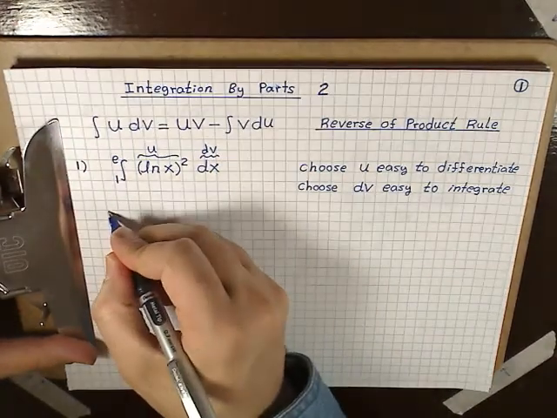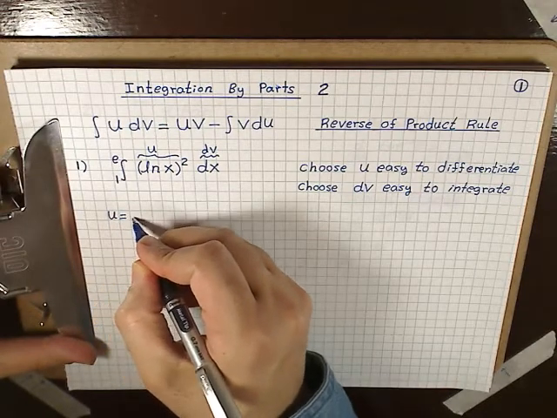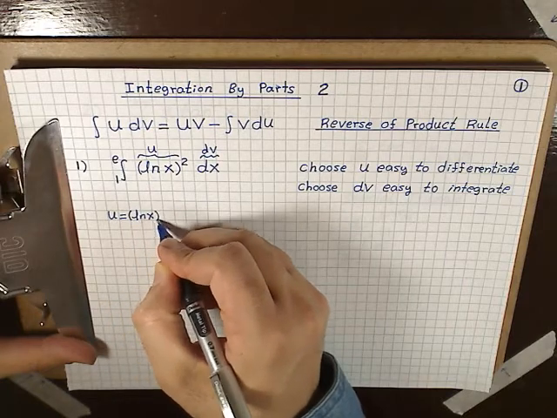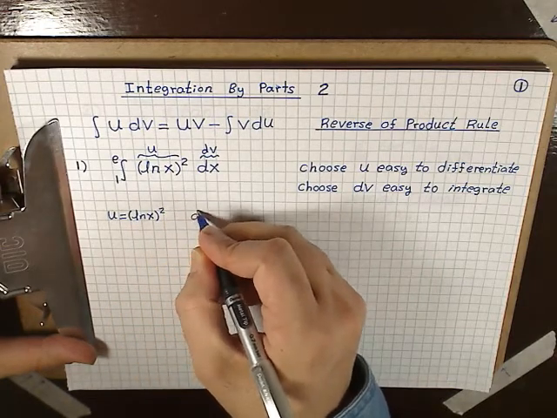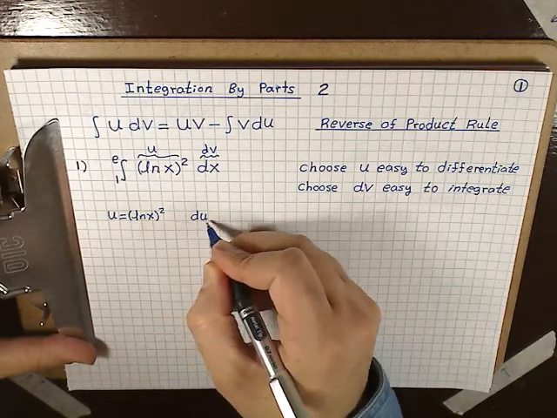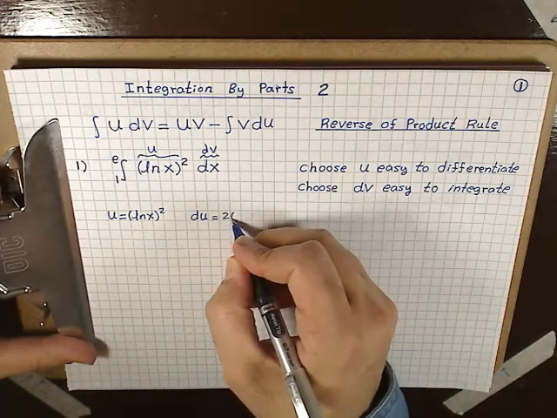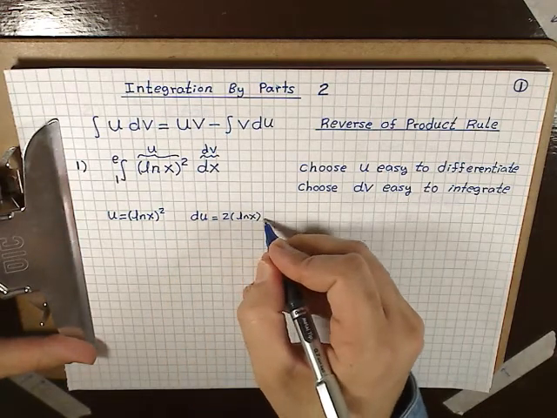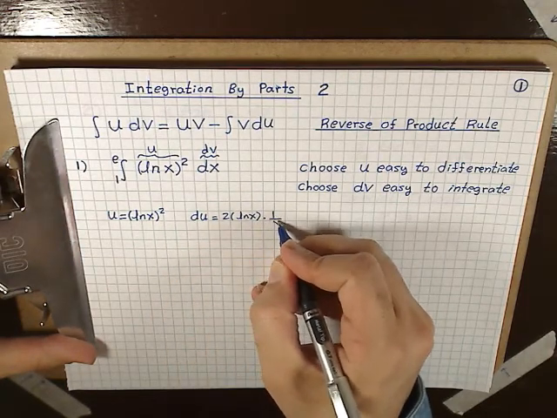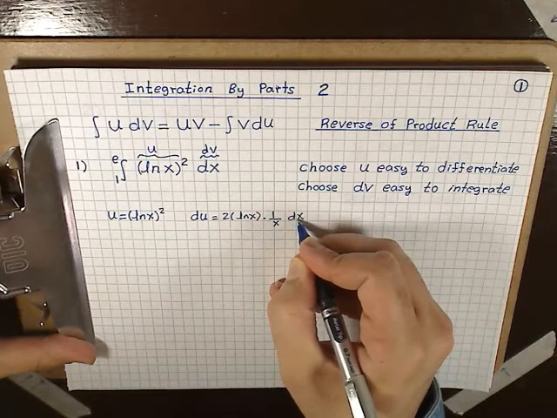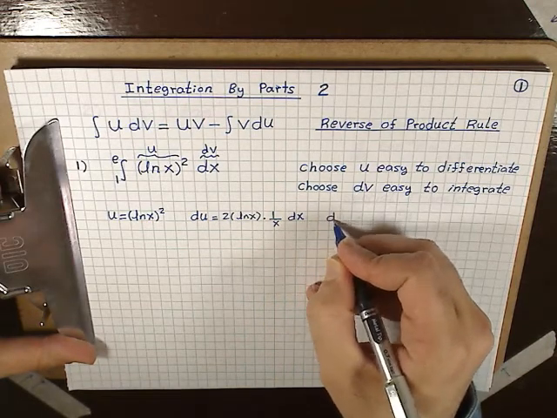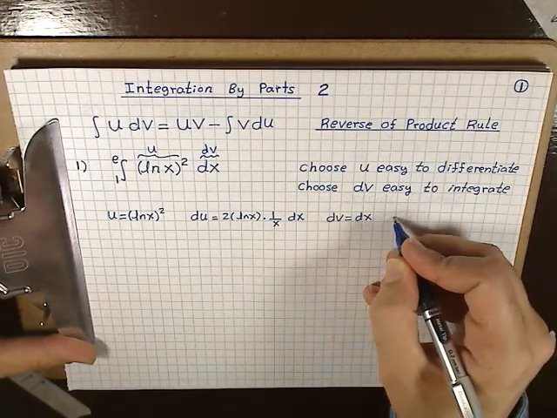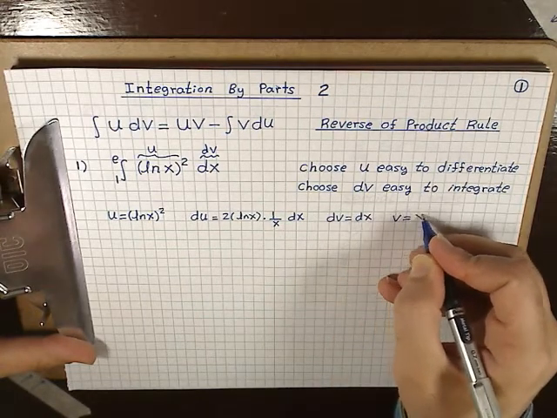Let's write that down. u is equal to ln x, all squared. du: apply the power rule, 2 times ln x, then differentiate the inside, that's the chain rule, times 1 over x dx. dv is equal to dx. Integrate both sides, we get v is equal to x.